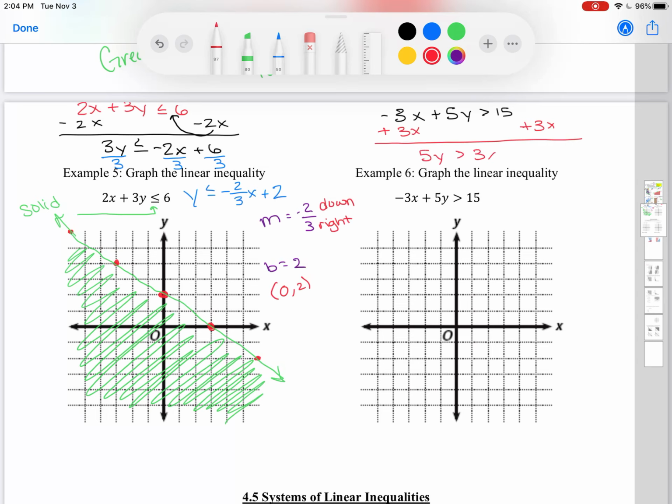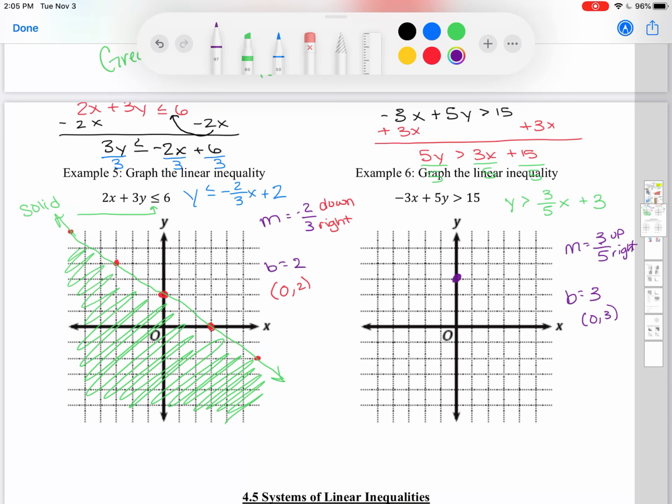So we have the function -3x plus 5y is greater than 15. I want to first start by adding 3x to both sides. And that's going to leave me with 5y is greater than 3x plus 15. Divide everything by 5. And that will leave me with y is greater than 3 divided by 5x plus 3.